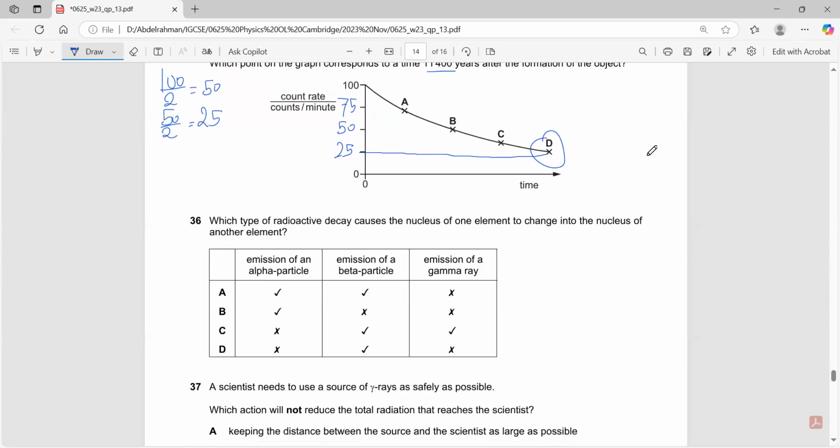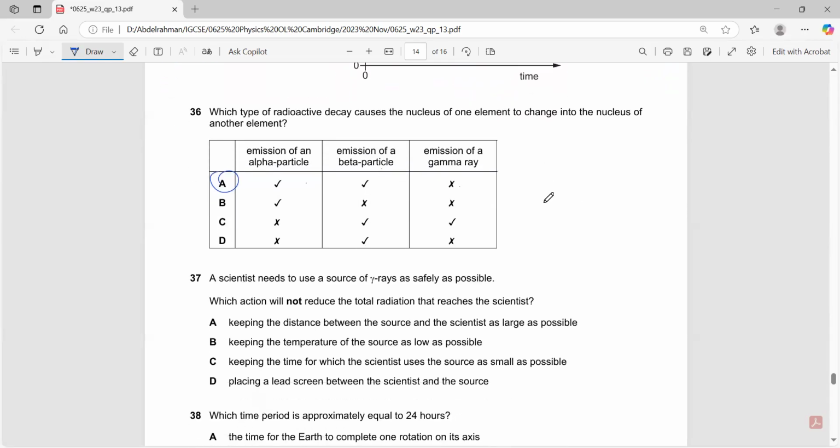36. Which type of radioactive decay causes the nucleus of one element to change to another? Does the alpha change it? Yes. Beta? Yes. Gamma? No, it does not change it. So it is A. Yes, alpha and beta change the element, but the gamma does not change the element.